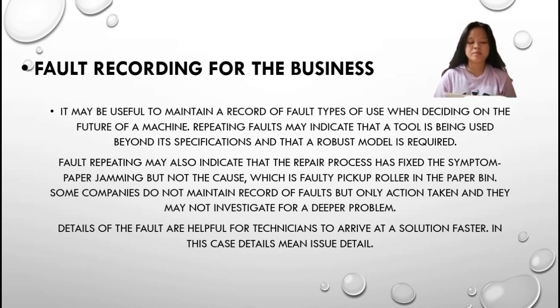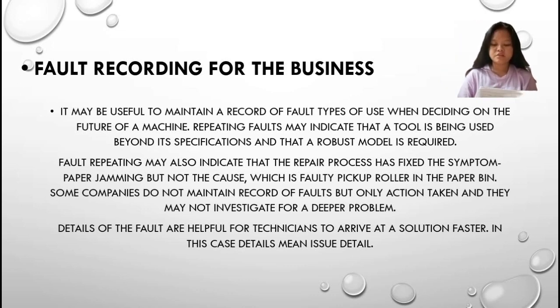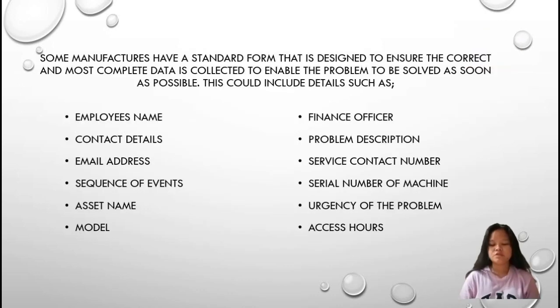Some companies do not maintain records of faults but only action taken, and they may not investigate for a deeper problem. Details of the faults are helpful for technicians to arrive at the solution faster. In this case, details mean issue details. Some manufacturers have a standard form that is designed to ensure the correct and most complete data is collected and enable the problem to be solved as soon as possible.